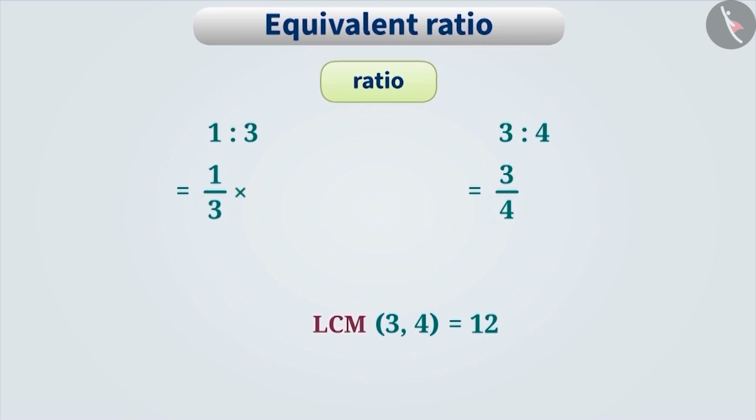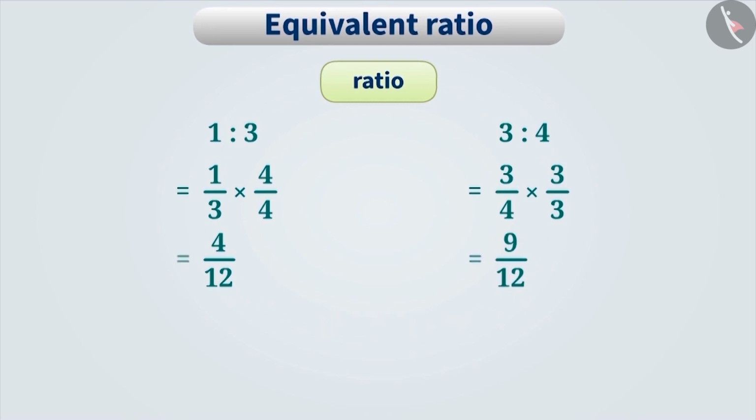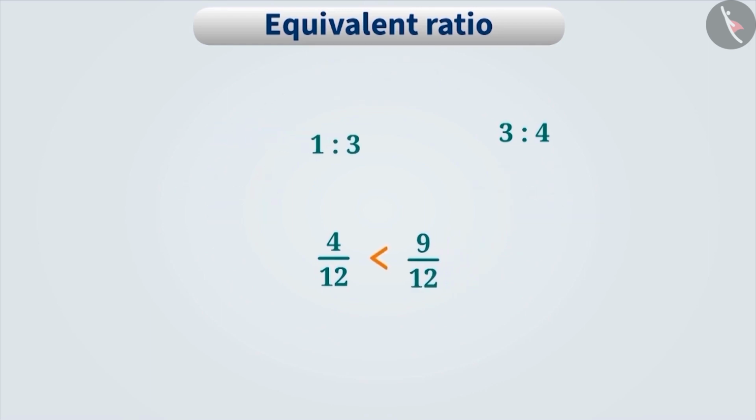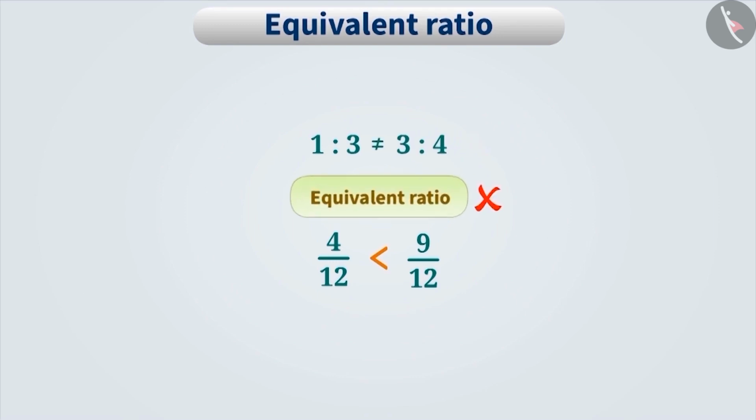1 by 3 into 4 by 4 is equal to 4 by 12, and 3 by 4 into 3 by 3 is equal to 9 by 12. Here, 4 by 12 is lesser than 9 by 12. Notice that both the fractions are not the same. Instead, 4 by 12 is lesser than 9 by 12. Therefore, 1 is to 3 and 3 is to 4 are not equivalent ratios.